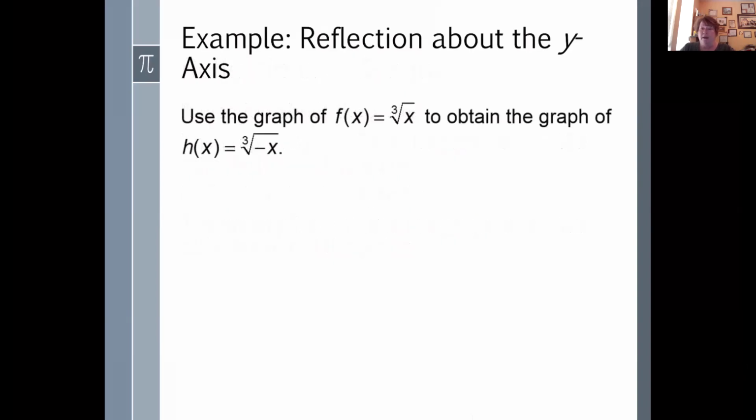Okay, so what have we done here? The standard cube root function, f of x equals the cube root of x. What have we done to get h of x? We've taken the input x and we've multiplied it by a negative 1. So we're now taking the cube root of negative x. If I multiply the input by a negative, that is a reflection about the y-axis.